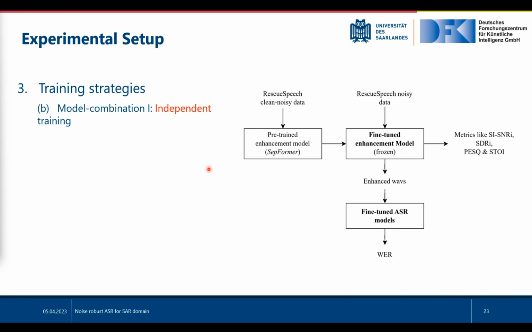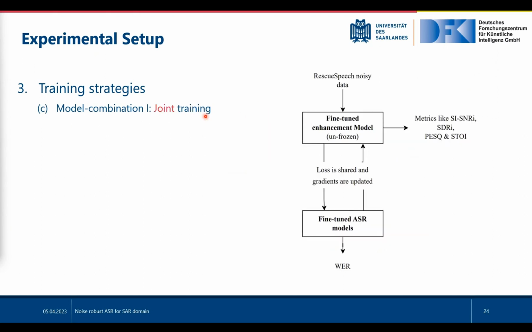The next strategy for noise robust speech recognition is the independent training approach, where we have the pre-trained Subformer model and we fine-tune it on the rescue speech dataset. So we have the fine-tuned enhancement model and we have the fine-tuned ASR model, and we combine both of these and do the speech recognition. The enhancement model gives us the enhanced waves, and then we use ASR to get the transcription and compute a word error rate. The important thing to note here is that the enhancement model is frozen. It means we do not let its gradients or weights update during the training process.